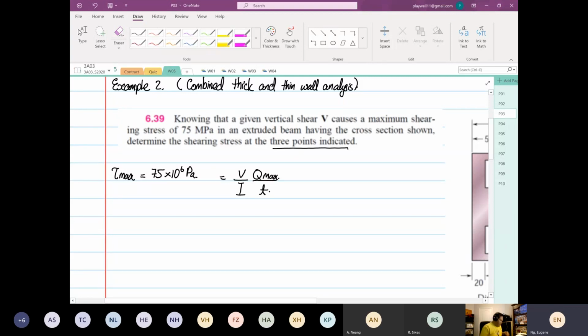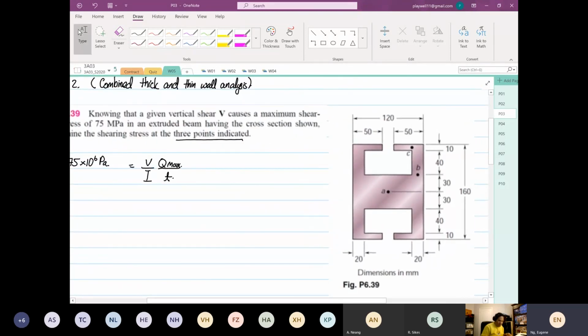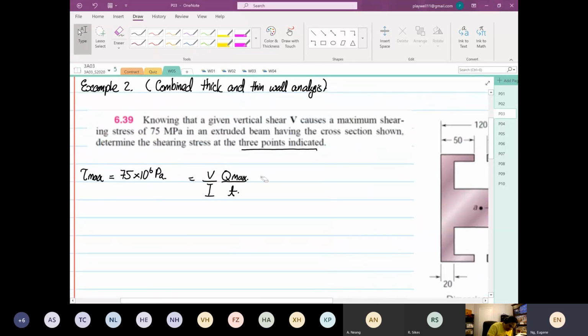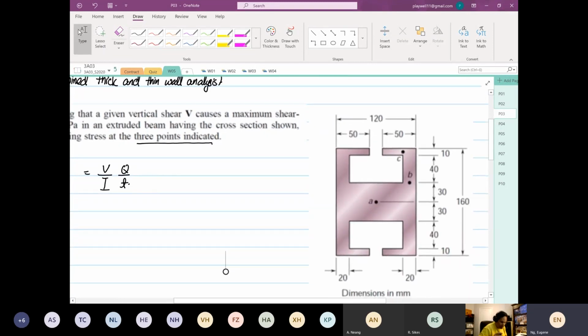For now, can anyone make a guess? Where is tau max? Oh, sorry, I have to be careful down here. I will not put Q max over here for now, because now there's a combination of thick wall and thin wall. So we have to be really, really cautious. Can anyone tell me where is the location of the maximum shearing stress?